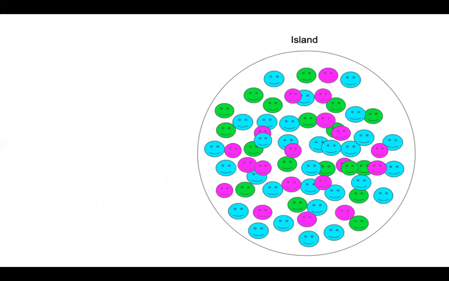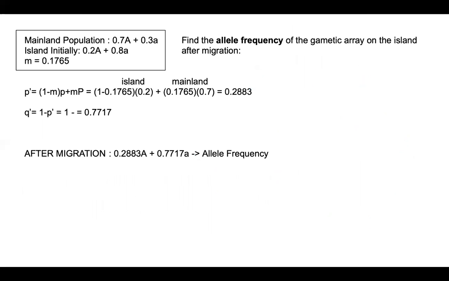So this is what happened when migration occurred. You can obviously see that there are more pink turtles now on the island. So this all happens after migration occurs. So we're trying to find the allele frequency of the genetic array on the island after migration. At the top I put the proportions that we found beforehand for the frequencies. So P prime is the frequency after migration.